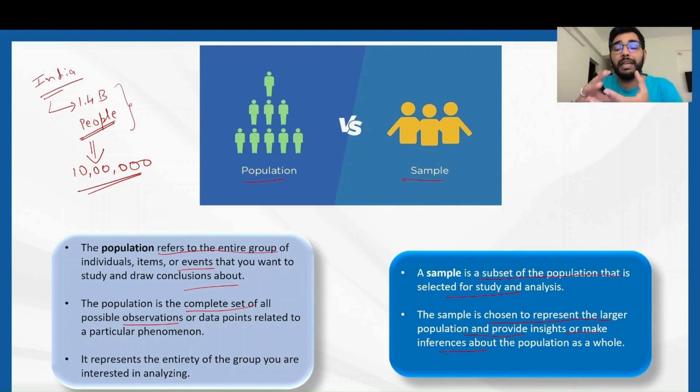So since we want to make inferences about the whole population using a sample, it should be representative of the population. As we saw, if there were a 70 to 30 ratio in the overall population, service versus business people respectively, the same ratio should come into selecting the sample as well. Of the 10 lakh people, 7 lakh people should be from the service class, whereas 3 lakh people should be from the business class, because we want to infer the characteristics of the population using a sample. This is what the difference between the population and a sample is.